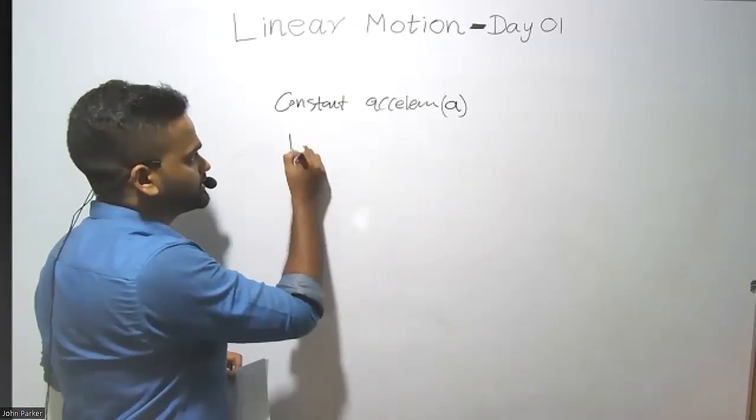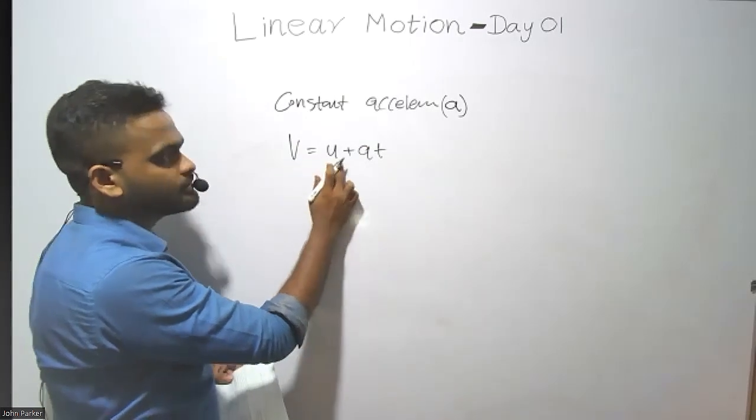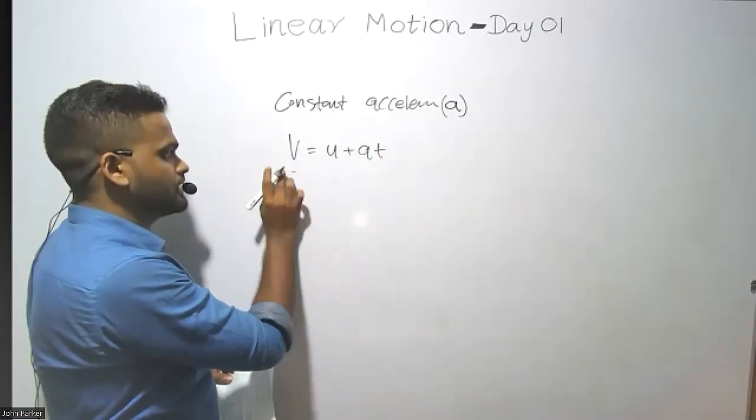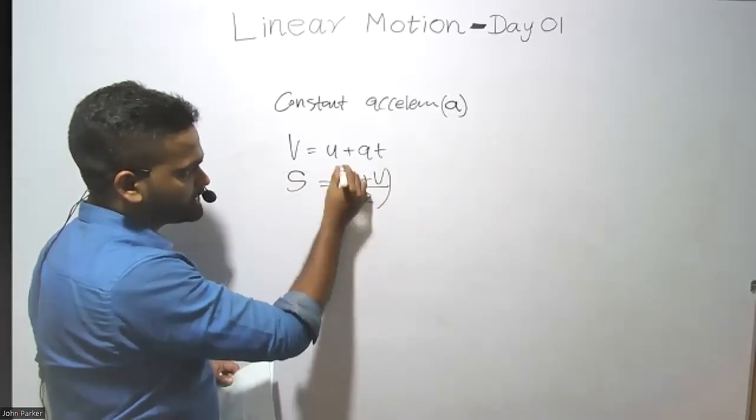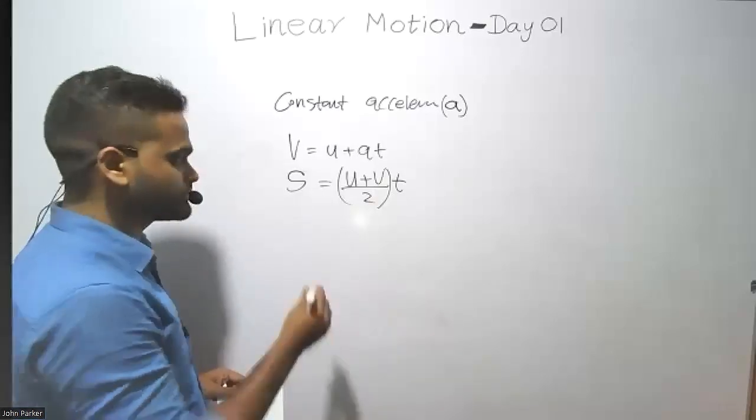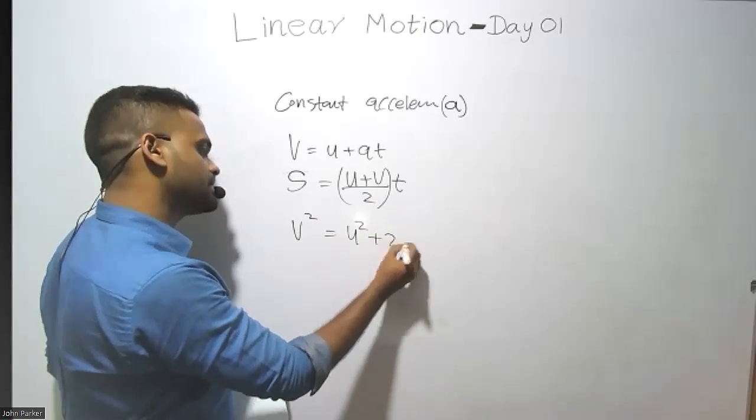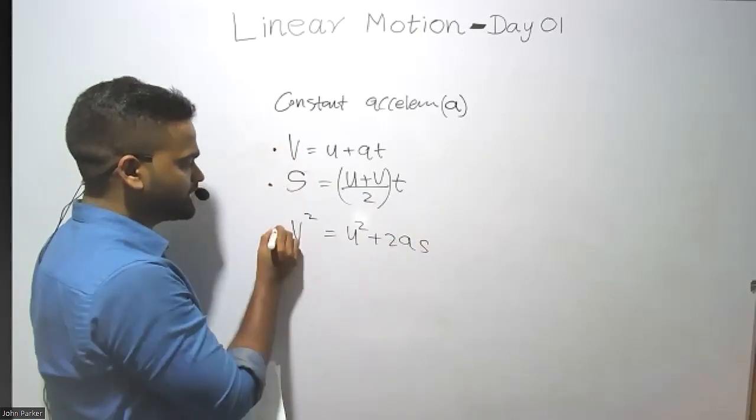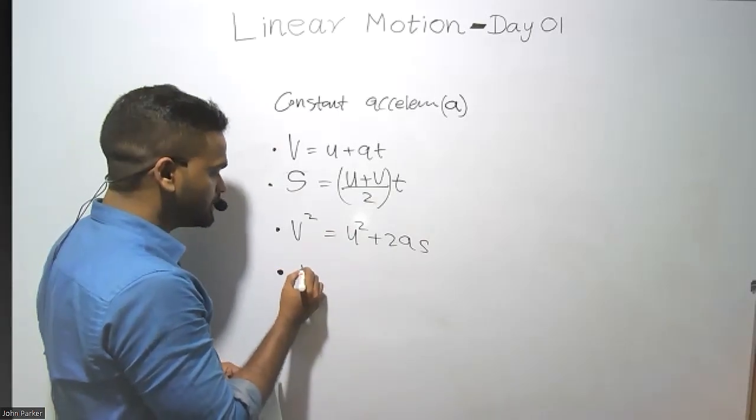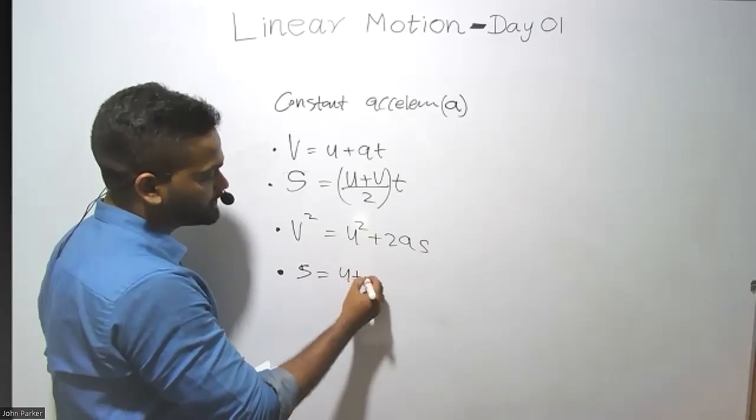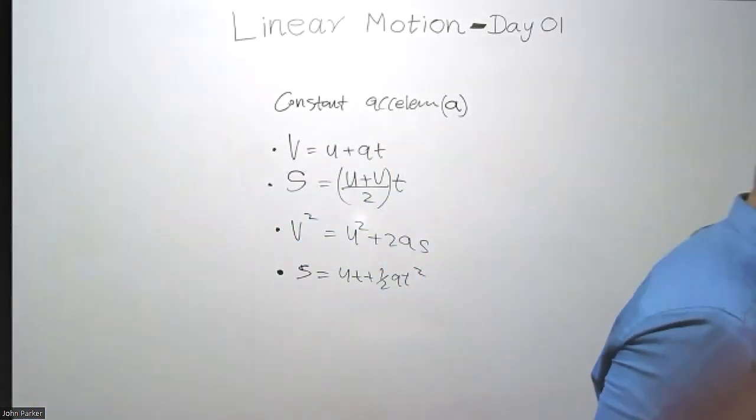The first equation is v equals u plus at. This is final velocity equals initial velocity plus acceleration times time. Another one, you can take this down: s equals u plus v divided by 2 times time. Another one, v squared equals u squared plus 2as. Just take this down. Another one, s equals ut plus half at squared.